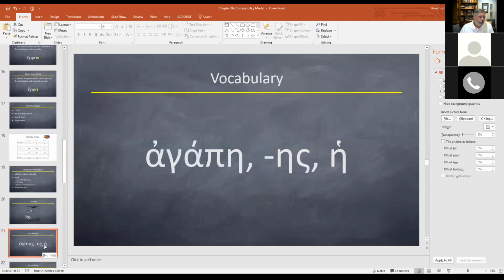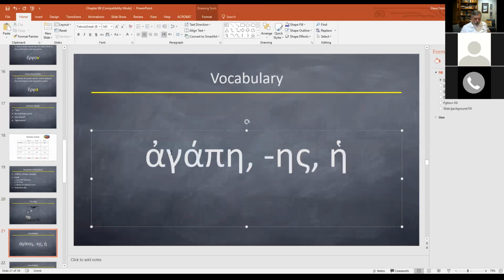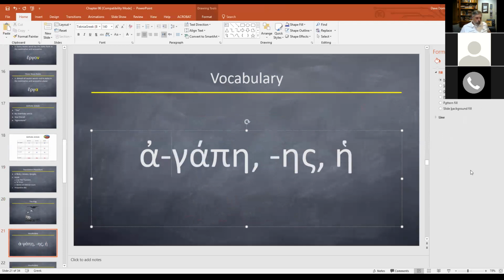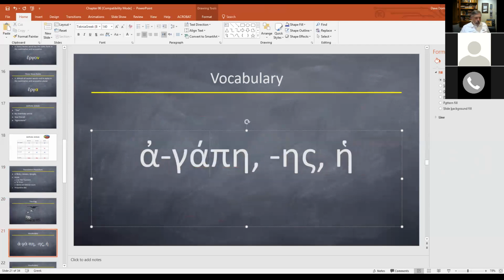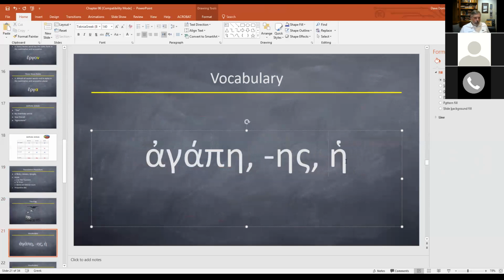So the vocabulary in this chapter, some of the words we've already seen. This is agape, and it means love. Okay, agape. Now, this is the lexical form. When you look in the lexicon, this is what you're going to find. And notice that agape has an article with it, and that article is he.